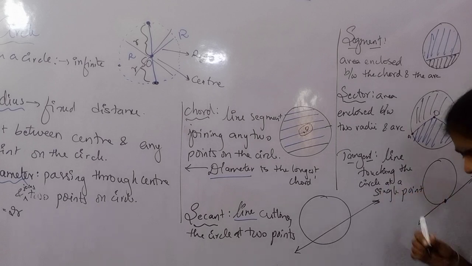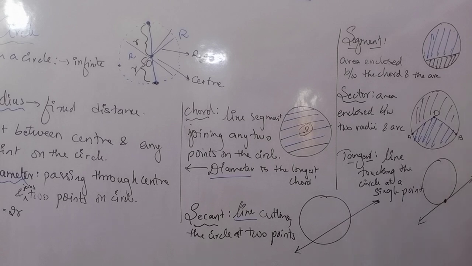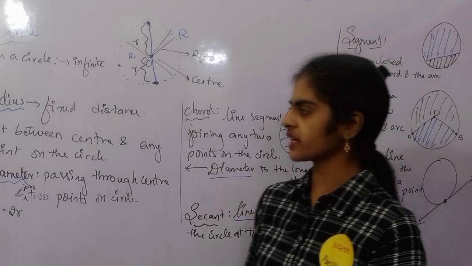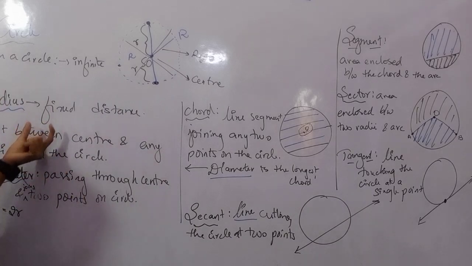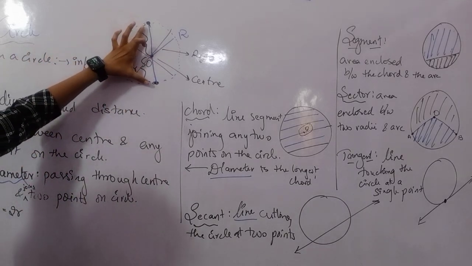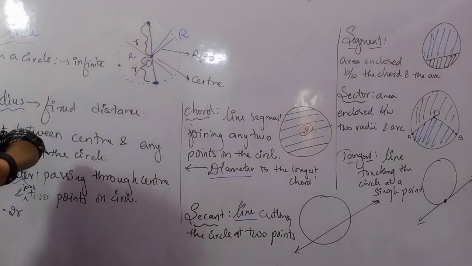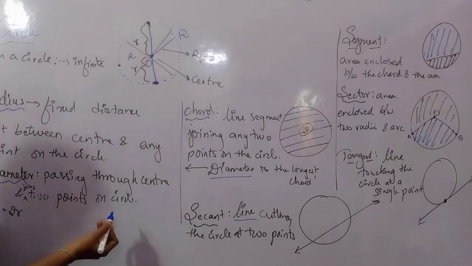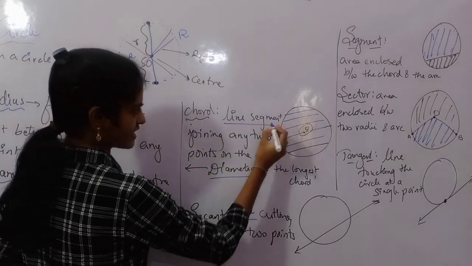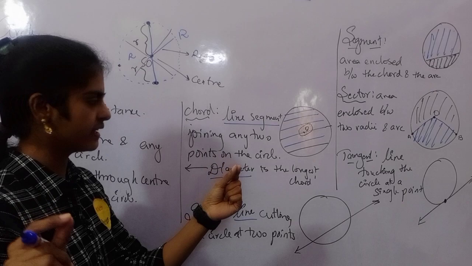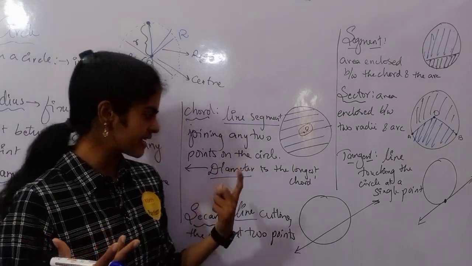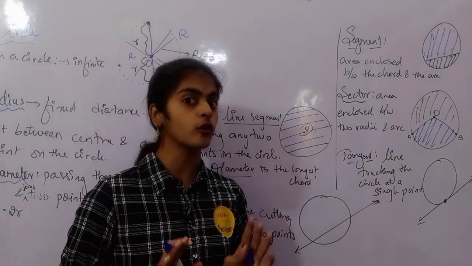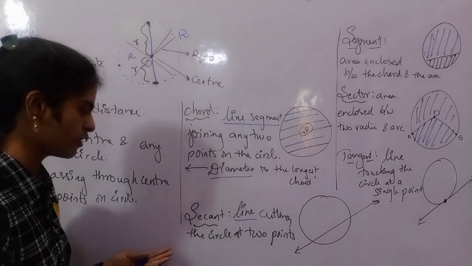So let us understand the differences between whatever we have learned today. Radius is the distance between the center and any point of the circle. Diameter is the line joining two points on the circle and passing through the center. Chord is a line segment. Diameter is also a line segment. Chord is also a line segment joining any two points on the circle, and all diameters are chords, and diameter is the longest chord, but not all chords are diameters. We have learnt all these points.